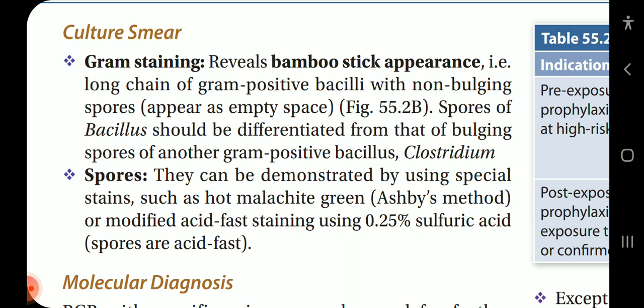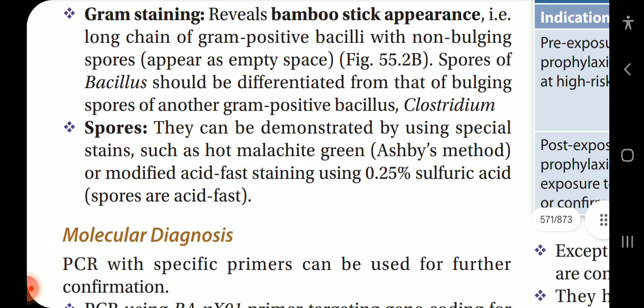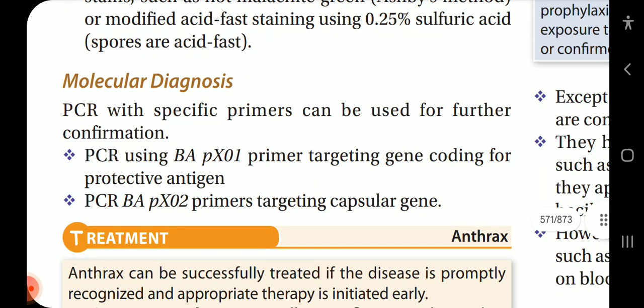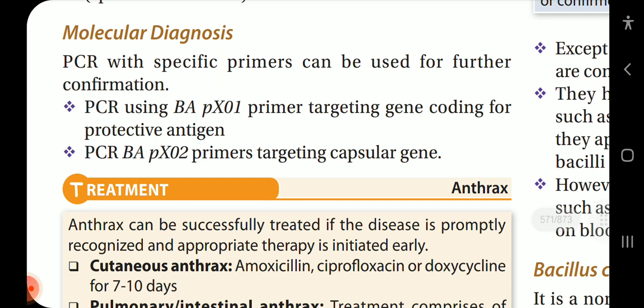Spores of Bacillus should be differentiated from the bulging spores of other gram-positive bacilli, such as Clostridium spores. They can be demonstrated by using special stains such as hot malachite green, Ashby's method, or modified acid-fast staining using 0.25% sulfuric acid; the spores are acid-fast. Molecular diagnosis: PCR with specific primers can be used for further confirmation.